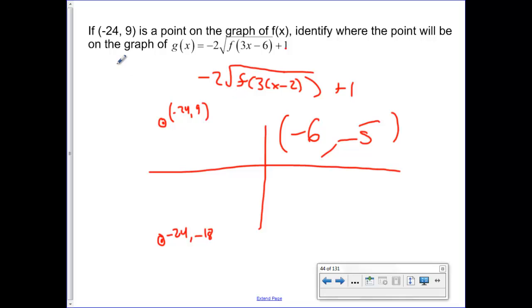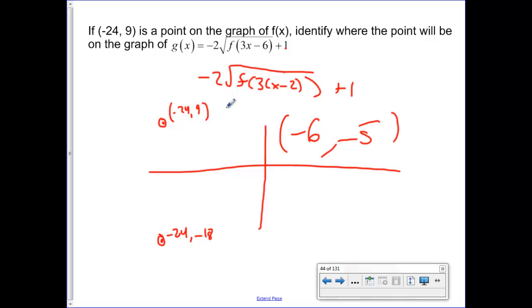So the square root's going to apply first. Square root 9, down to 3. Times it by negative 2, negative 6, so that flips it from positive 3 down here to negative 6. And then the plus 1 brings it back up to negative 5.